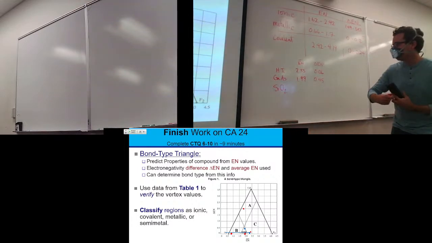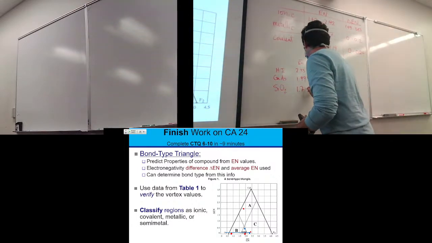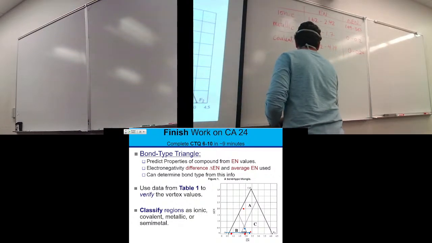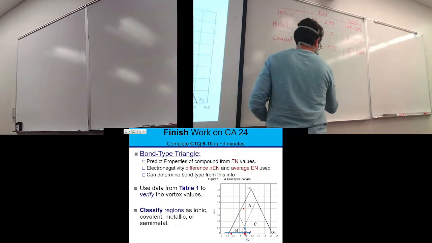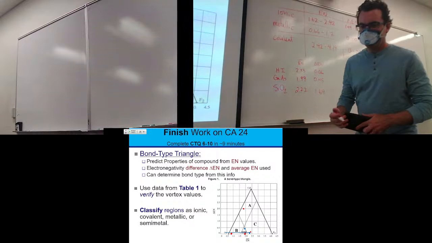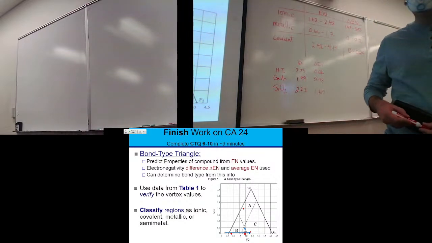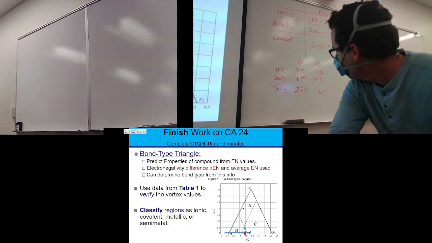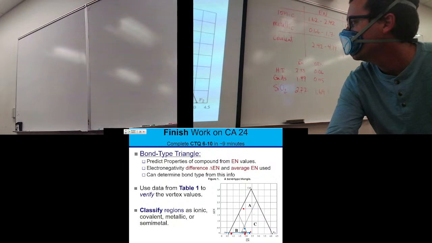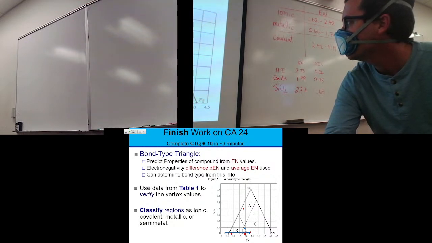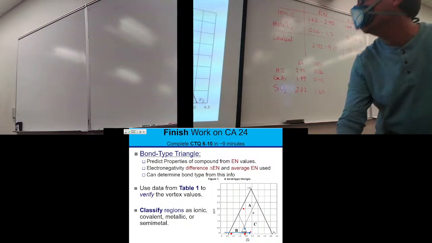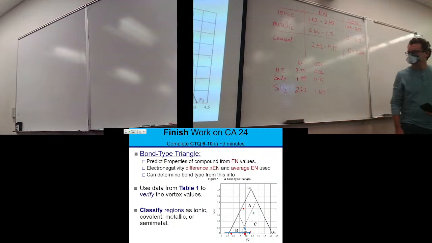Yeah, what do you have for average? 2.765. Sorry, 2.77. Okay. And for difference? 1.69. Thank you. So if we plot those, 2.7, right around there, 1.69, right around there. This is definitely in the covalent region, getting close to ionic.